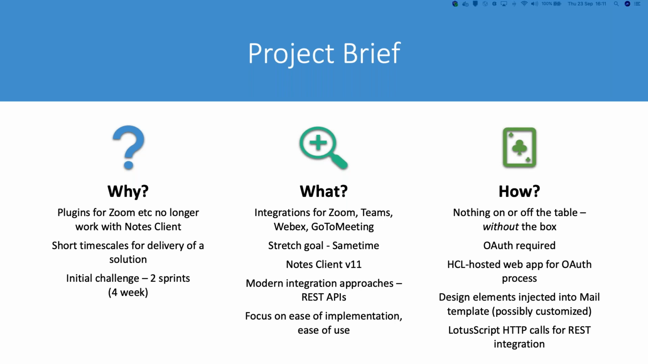OAuth was obviously a key element. All 4 of those meeting services authenticate via OAuth, and that in itself had its own challenges for us. We can't open source the mail template, so the installation process had to inject design elements into the mail template, and it had to work light touch. And at this point in time with Domino 11, HTTP calls, we've got the Lotus Script HTTP classes, so it wouldn't make sense from a future-proofing point of view to use ls2j and call HTTP calls via Java. So Lotus Script HTTP was our preferred option for that part of it.